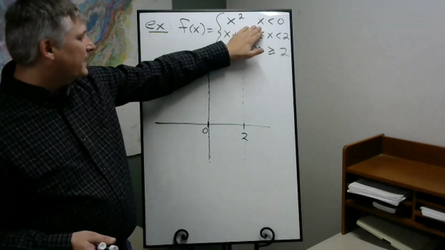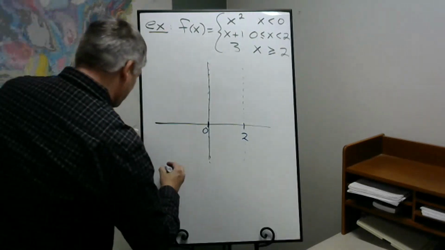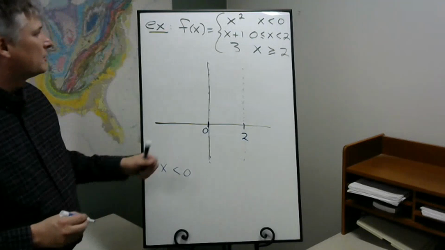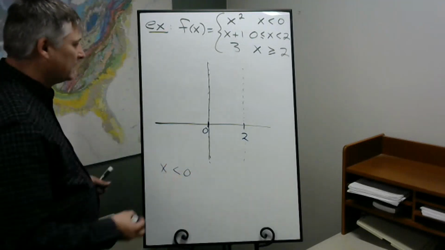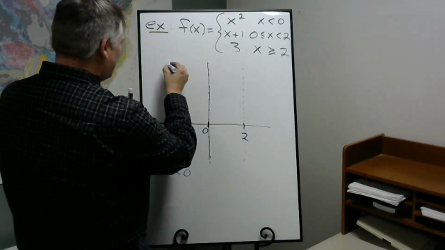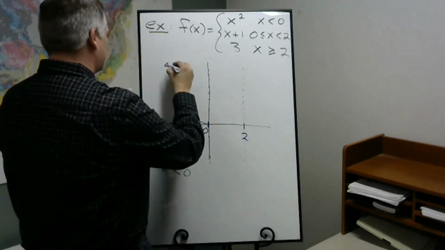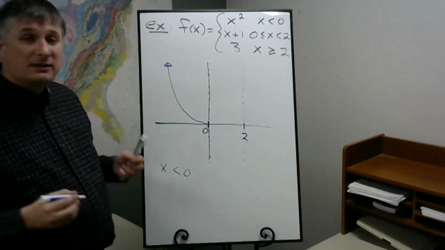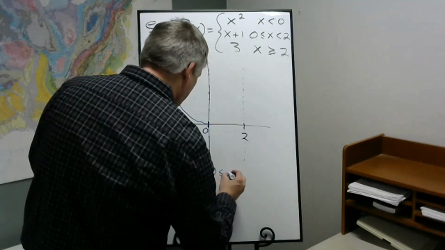When x is less than 0 in our first phase, so here we go. The relationship between x and f of x is x squared. So that means this is a parabola, and it looks something like this. So that's our first phase. Now for a second phase.